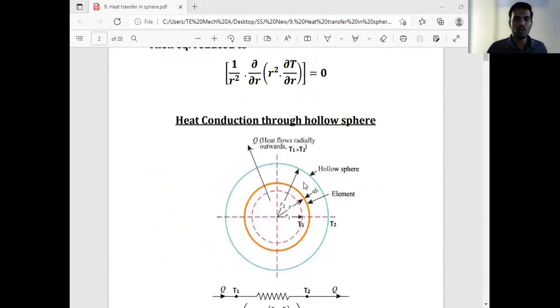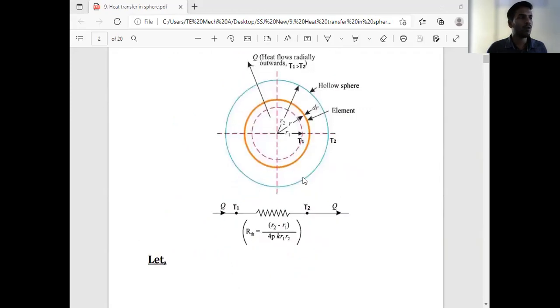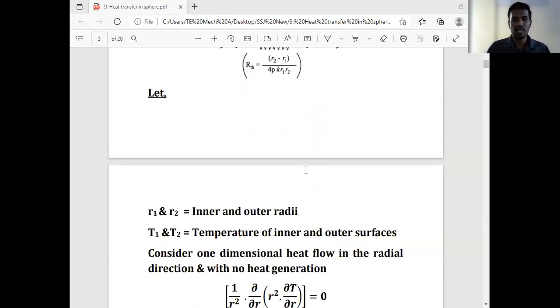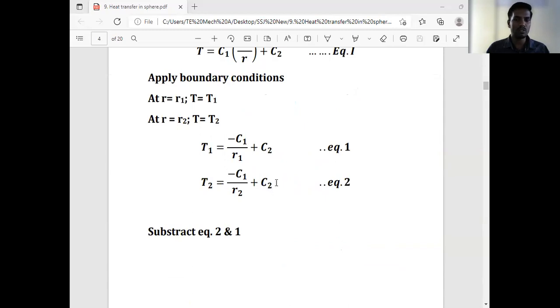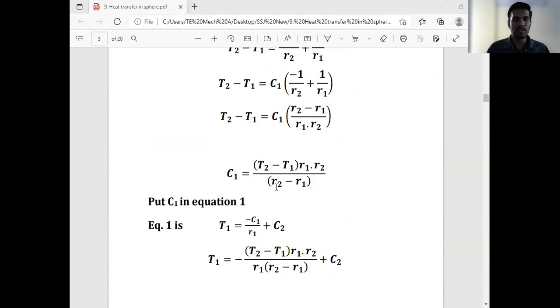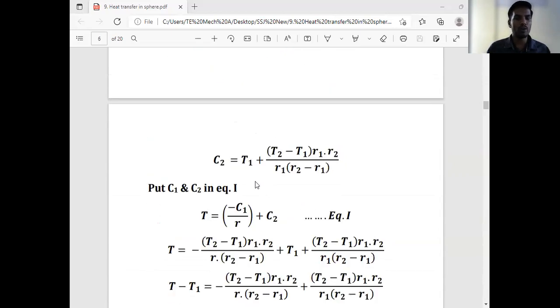From the diagram we have considered, we have written the boundary conditions. What is the first boundary condition? When radius is R1, then temperature is T1, and if radius is R2, then temperature is T2. According to that, we applied the boundary conditions and got the constants C1 and C2. By simplification, we calculated C1 is equal to T2 minus T1 into R1 R2 divided by R2 minus R1. Similarly, C2 is equal to T1 plus T2 minus T1 R1 R2 divided by R1 into bracket R2 minus R1.